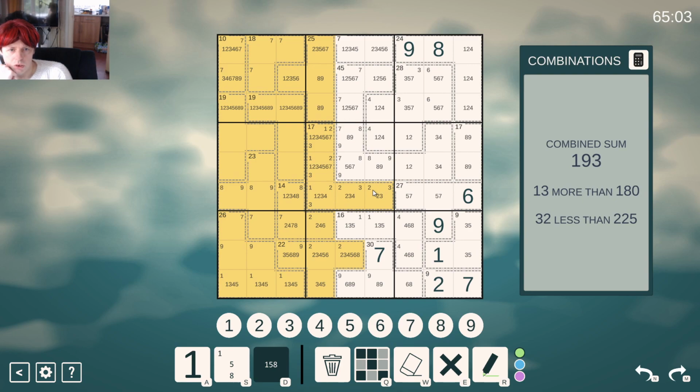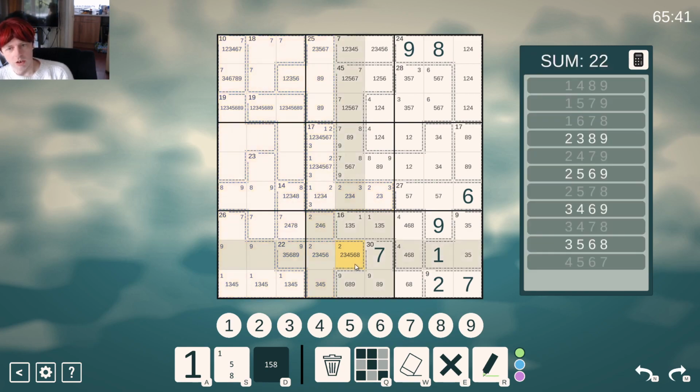Let's look at that combination. It says it's 13 more than 180. What that means is that these 4 columns taken together sum to 180. And then adding these on, the sum is 193. So these together must add up to 13. Now let's say that's 3 and that's 4, then that is 7. That has to be a minimum of 6. So that can't be 2, 3, 4 or 5. It must be 6 or 8.